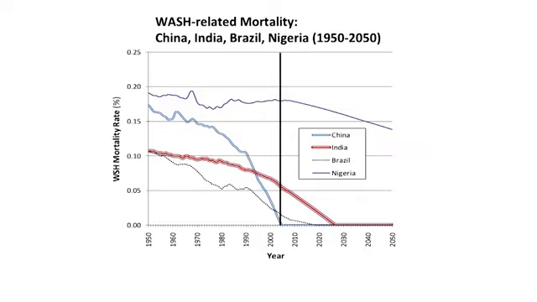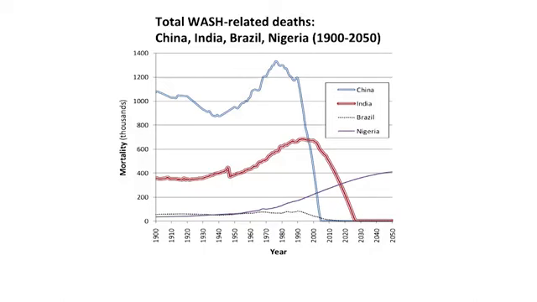So this slide shows WASH-related mortality rates, and you can see in Brazil and China, WASH-related mortality has actually collapsed already. WASH mortality rates in India are above China and Brazil, but they're trending down, and we expect from our forecast that they will become very low over the next couple decades. Nigeria, on the other hand, the mortality rates are much higher. They are trending down over the next few decades, but they still remain, in our forecast, at quite high levels.